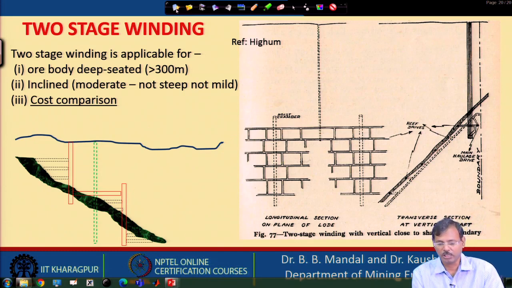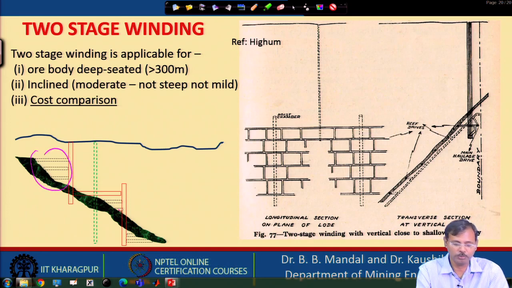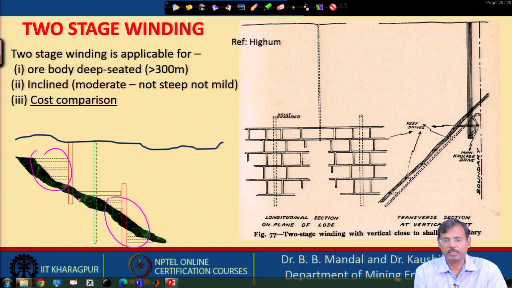But there are some important issues. If it is a very deep seated deposit, it is not wise to go for a single opening. The reason is that if there is a single opening, then as the upper level and lower level are operating, that means this portion and this portion are under operation, and if both are served with a single transporting system, then the transportation costs increase.